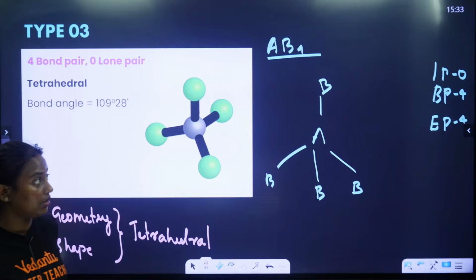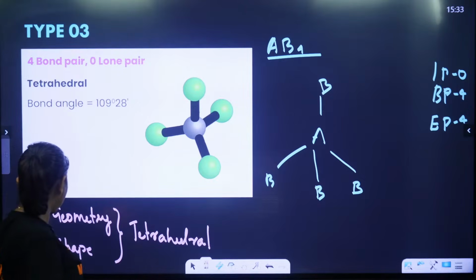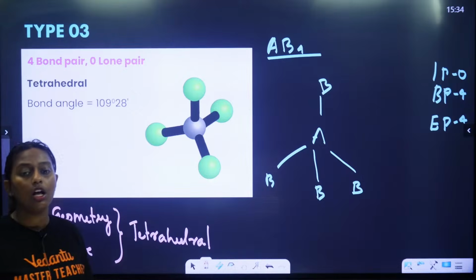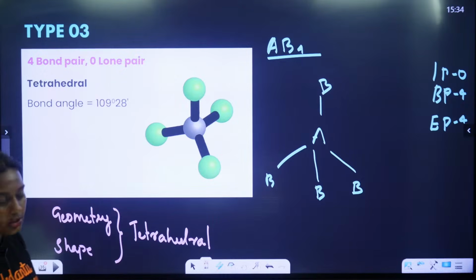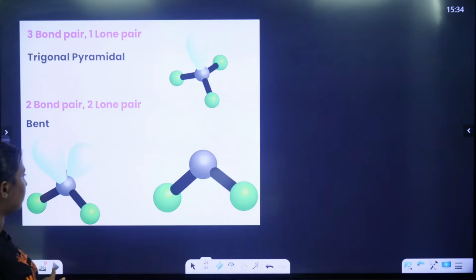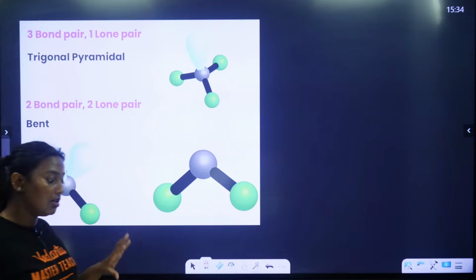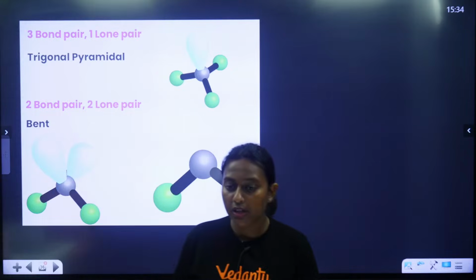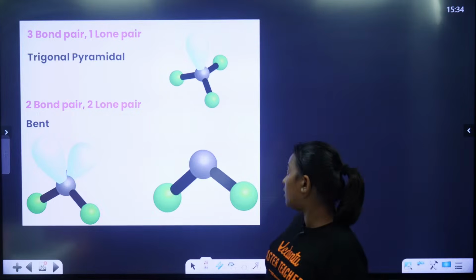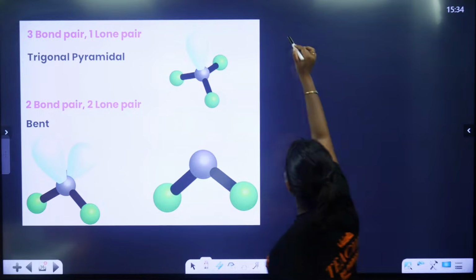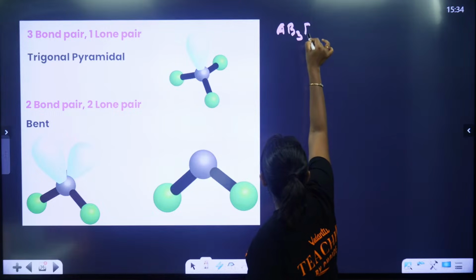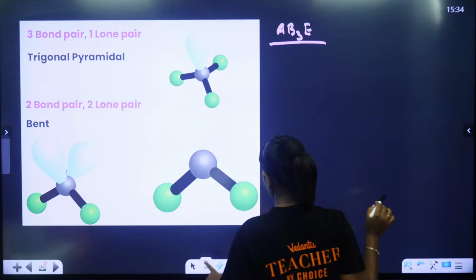I hope it's clear. Then we are moving to next type. And guys, here the bond angle is also very important. 109 degree 28 minutes is the bond angle. So next type is same. Here the EP, that means electron pair, is 4 only, but lone pair is present. So the first shape is AB3E type.